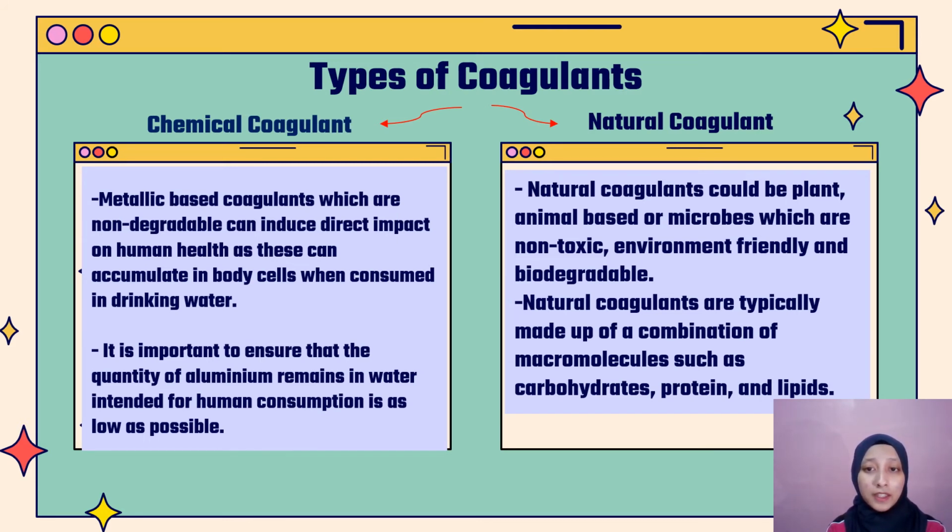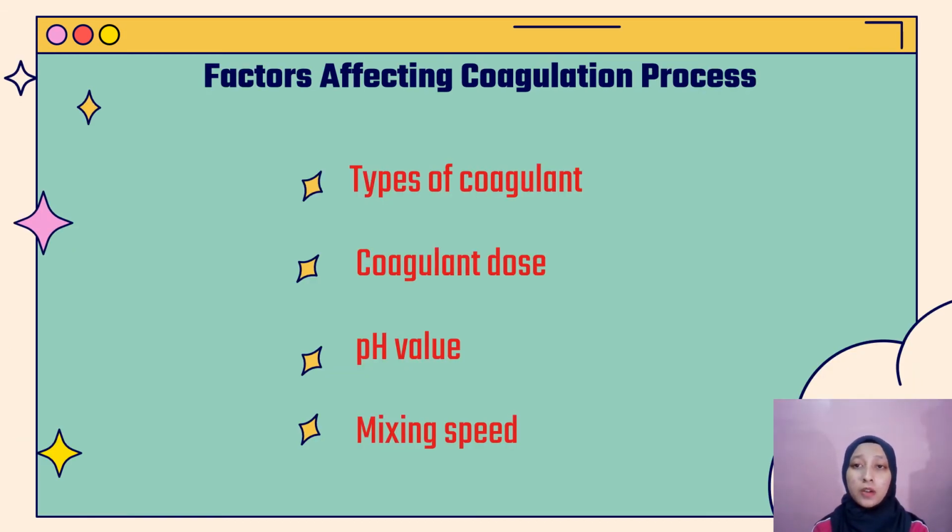It could be plant, animal-based, or microbes, which are non-toxic, environment-friendly, and biodegradable. Natural coagulants are typically made up of a combination of macromolecules such as carbohydrates, proteins, and lipids. There are four factors affecting the coagulation process. First, type of coagulant. Next, coagulant dose. Third, pH value, and the last one is mixing speed, which consists of rapid and slow.